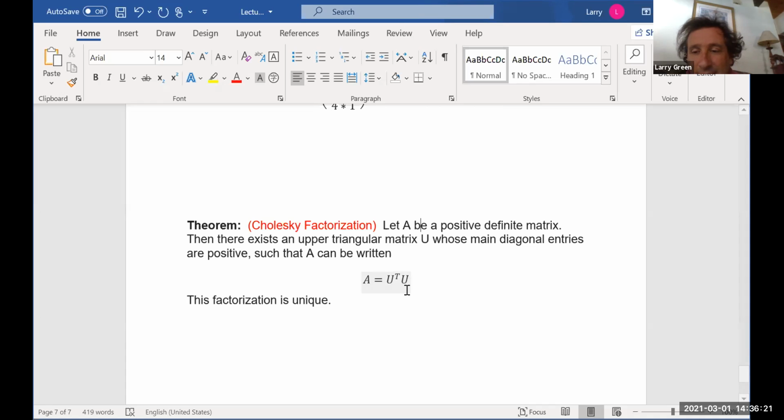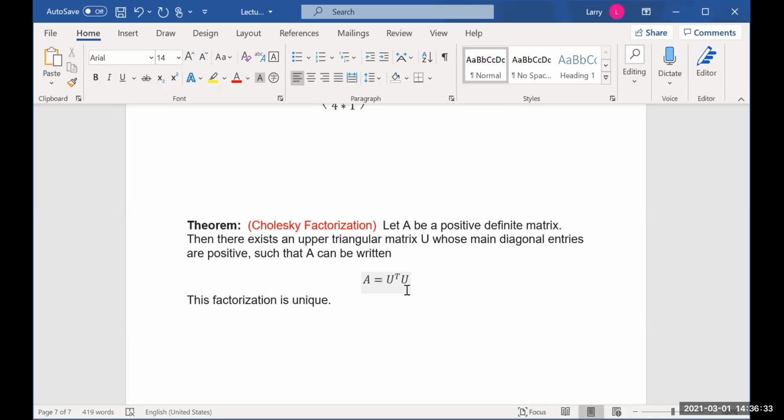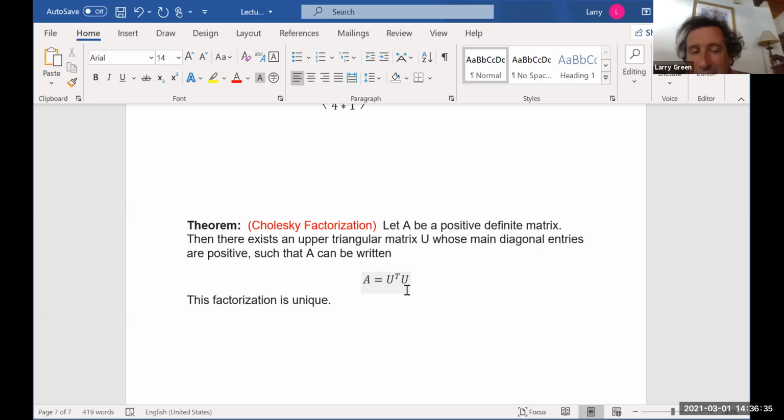And if you did it and someone else did it, and you compared your U's, what are you going to notice? They'll be equal. You'll have the same. There's only one answer. It's kind of like RREF. Remember, RREF was unique? If I RREF a matrix today, and then tomorrow I RREF it again, I'm going to get the same answer.